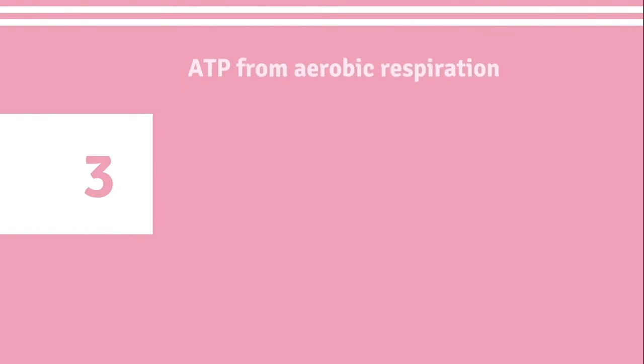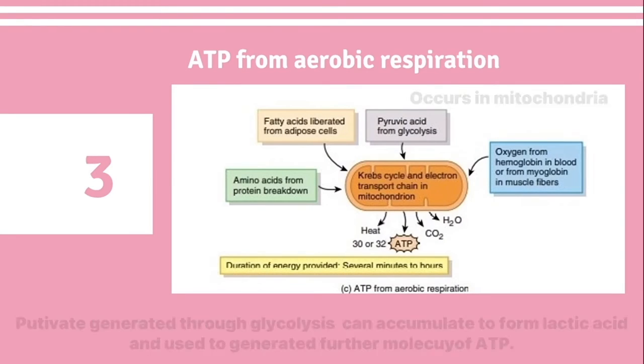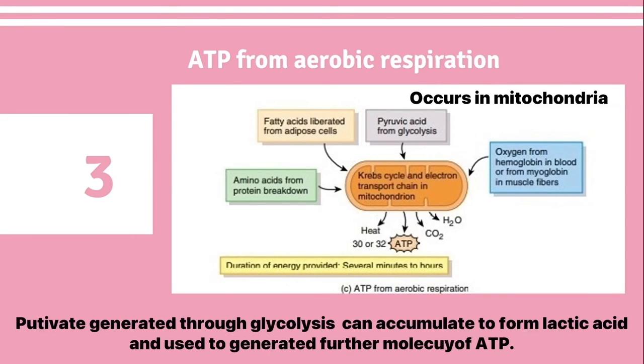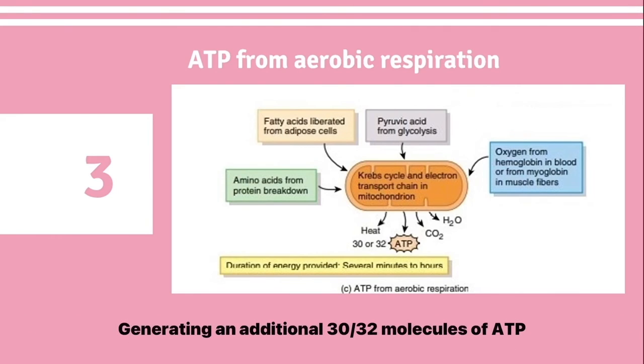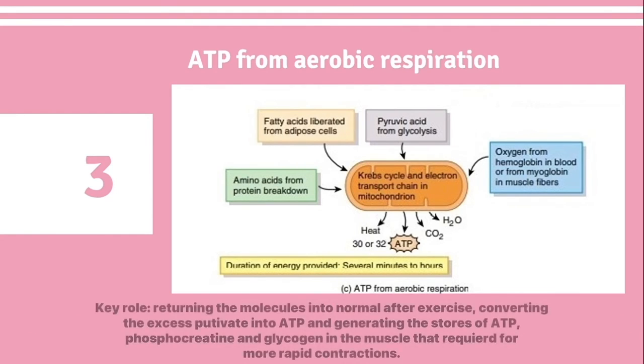The third one is ATP from aerobic respiration. Pyruvic acid, fatty acids, and amino acids are used to produce ATP via aerobic respiration. Mitochondria in muscle fibers can convert pyruvate into ATP in the presence of oxygen via the Krebs cycle.